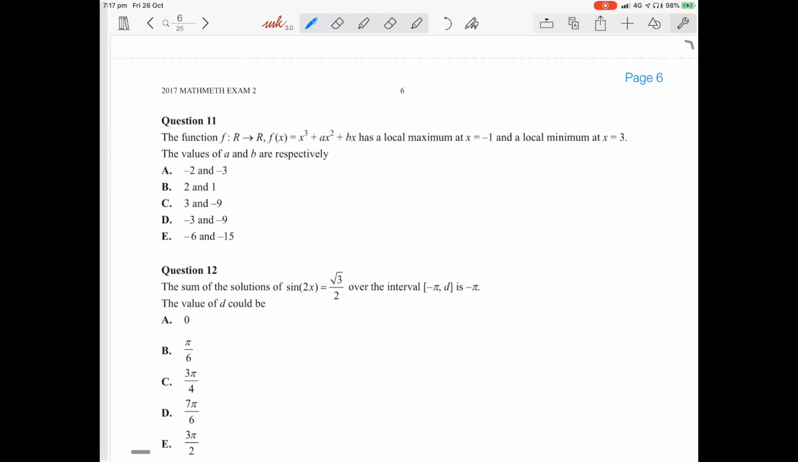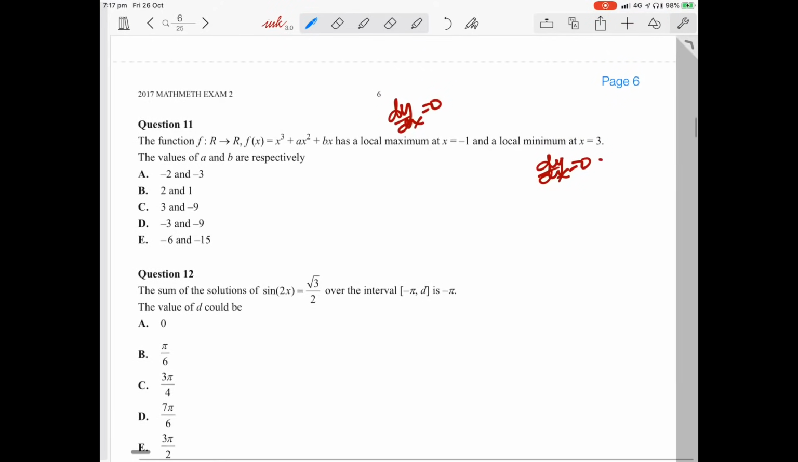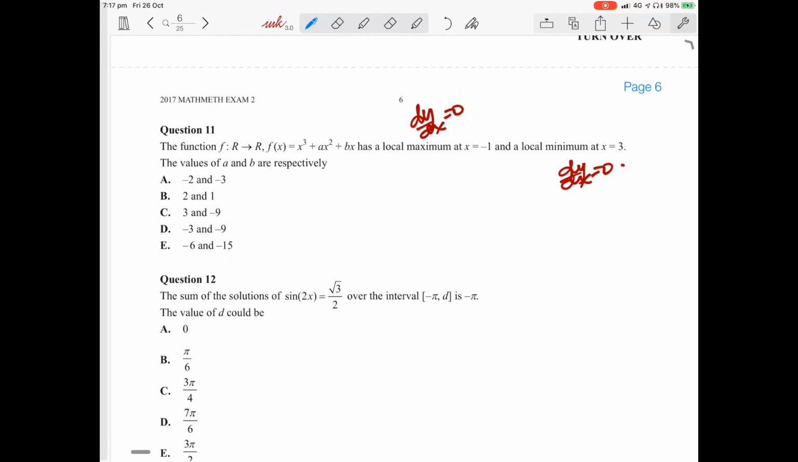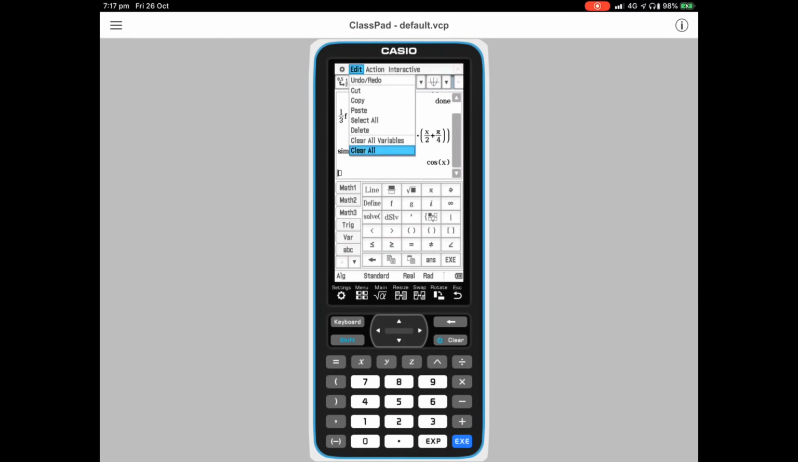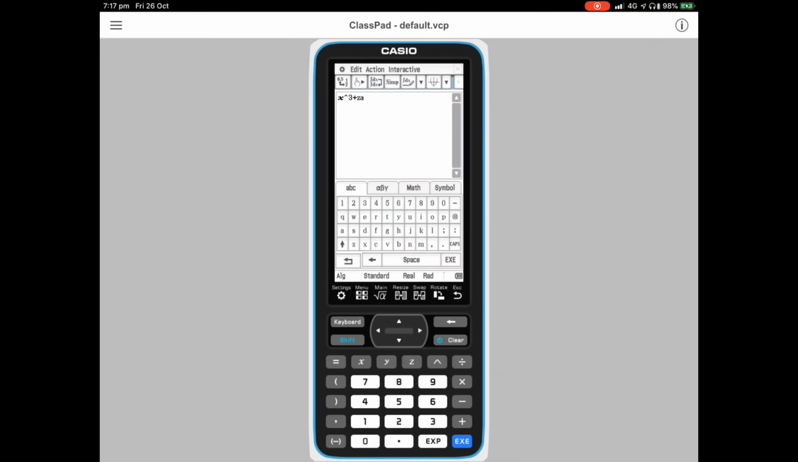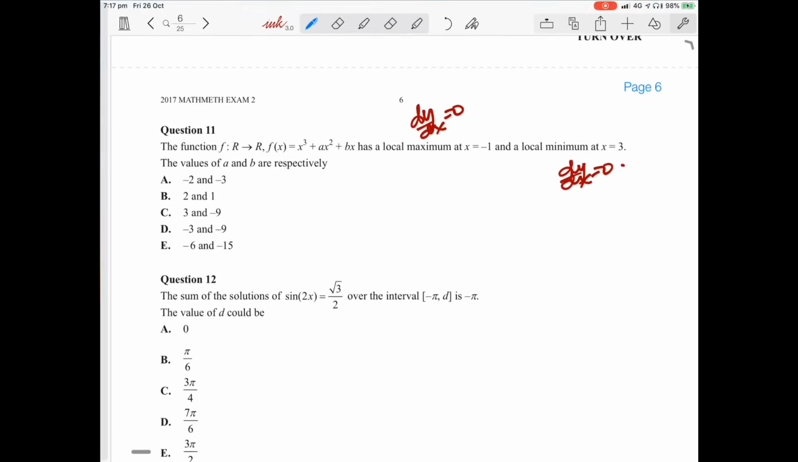Okay, the function that has a local maximum, i.e. dy dx equals 0, and a local min, another one, dy dx equals 0. The values of a and b respectively are... so let's quickly define it: x cubed plus a times x squared plus, I'm guessing, b times x. Define. I always type it again to make sure nothing's defined, which it's not. Let's just check and make sure I did it right. Yep.